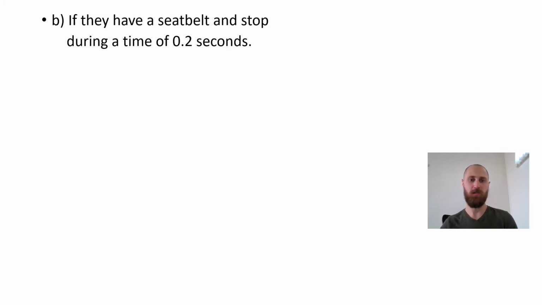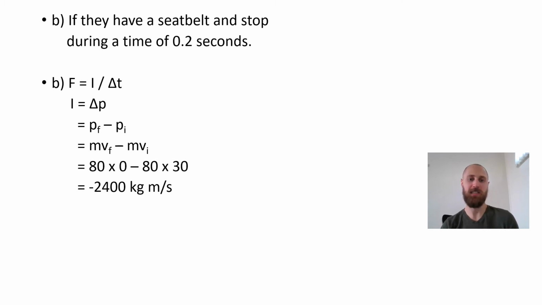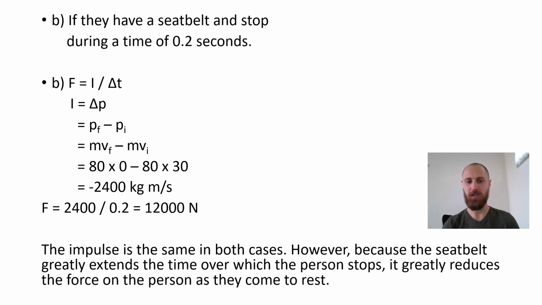It's my bad that I didn't, but it's the size of the number that matters. So for question B, you've got the same seatbelt, same person, same setup, and they stop during a time of 0.2 seconds instead. So I'm going to go through and do exactly the same thing that I just did. They're stopping over a longer time. The time value is different, but everything else is exactly the same. The impulse is exactly the same change in momentum, same final speed and initial speed, so nothing's different here. When I do my calculation with a time value of 0.2 rather than 0.01, that gets me out 120,000 newtons. So the impulse is the same in both cases.